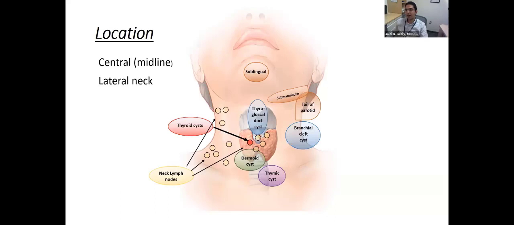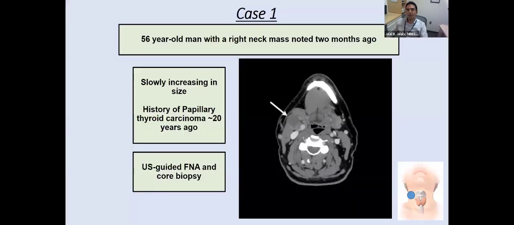So with that background in mind, let's move on to the first case. This is a 56-year-old man with a right neck mass noted about 2 months ago. This mass has been slowly increasing in size, and of note, this patient has a history of a papillary thyroid carcinoma about 20 years ago.